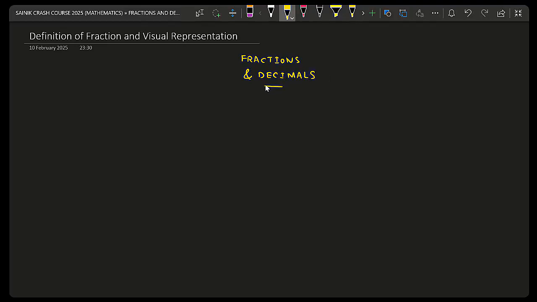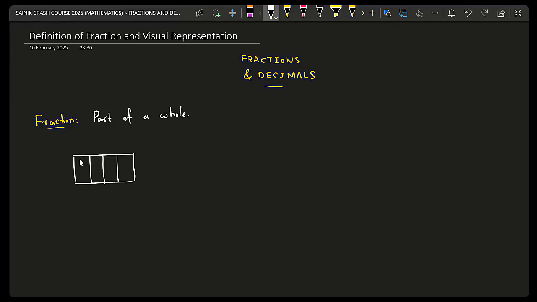So first we start with fraction. What is fraction? Fraction means part of a whole. That means we take a full object. For example, let's take this one, and I'm dividing it into four equal parts like this. Four equal parts are divided, and I am selecting one part. So what is the fraction of the selected part?